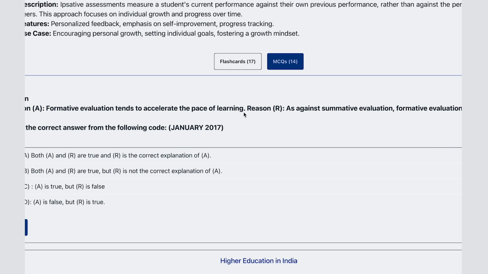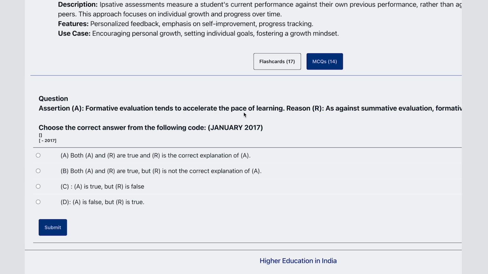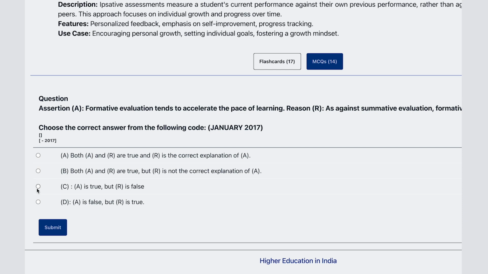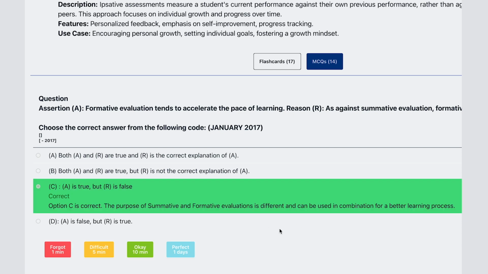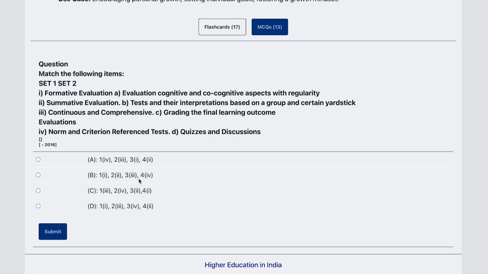Formative evaluation tends to accelerate the pace of learning. As against summative evaluation, formative evaluation is highly reliable. A is true, but R is incorrect because they have their own method of evaluation. Perfect.